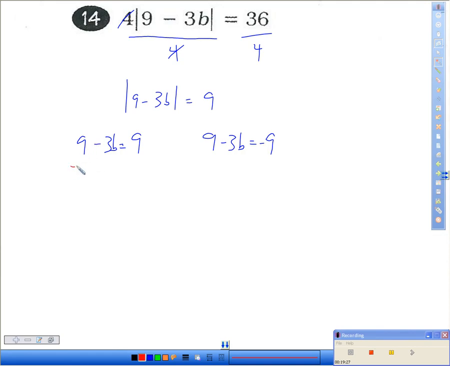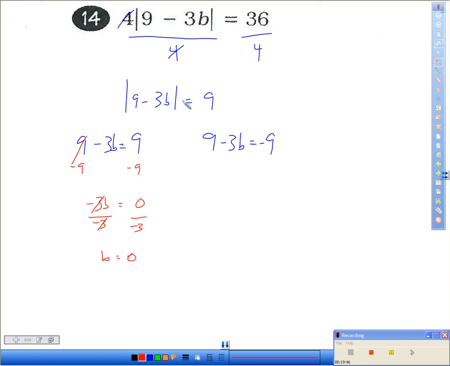Our first step is to subtract 9 from the left and subtract 9 from the right. When that happens, on the left hand side we get negative 3b. On the right hand side, 9 minus 9 gives us 0. So when we divide the left by negative 3 and the right by negative 3, on the left we just get b. On the right-hand side, 0 divided by negative 3 is just 0.